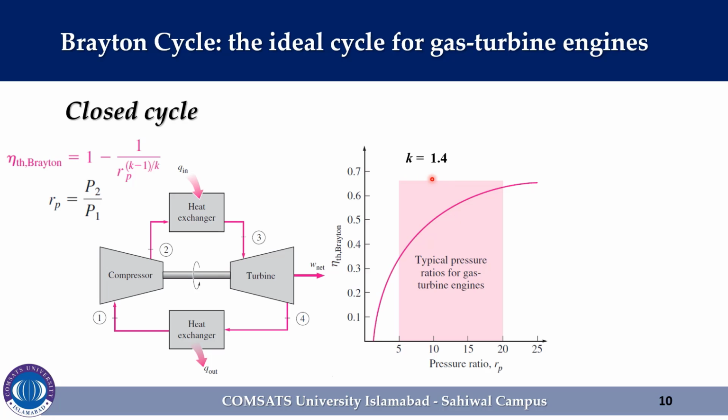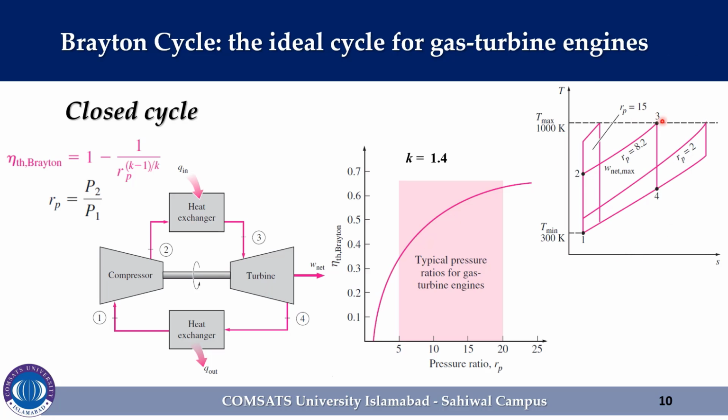The highest temperature in the cycle occurs at the end of the combustion process, that is state 3, and it is limited by the maximum temperature that the turbine blades can withstand. This also limits the pressure ratios that can be used in the cycle. For a fixed turbine inlet temperature, the net work output per cycle increases with the pressure ratio, reaches a maximum value, and then starts to decrease.